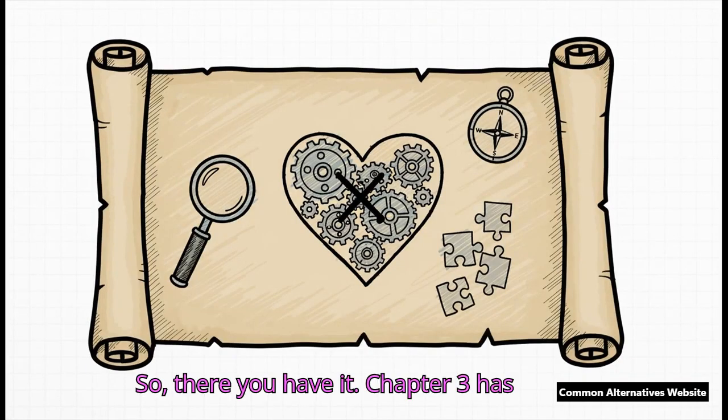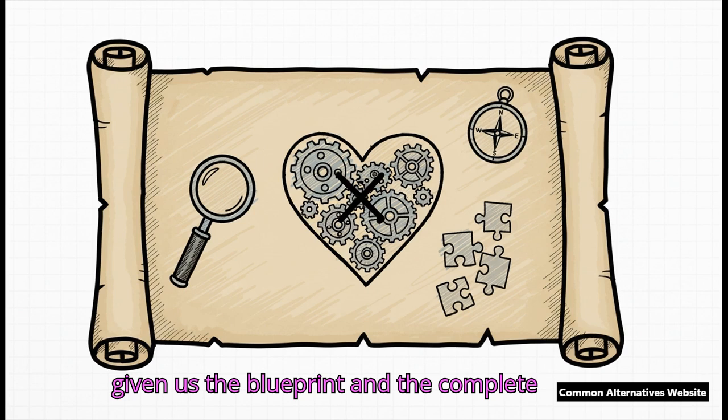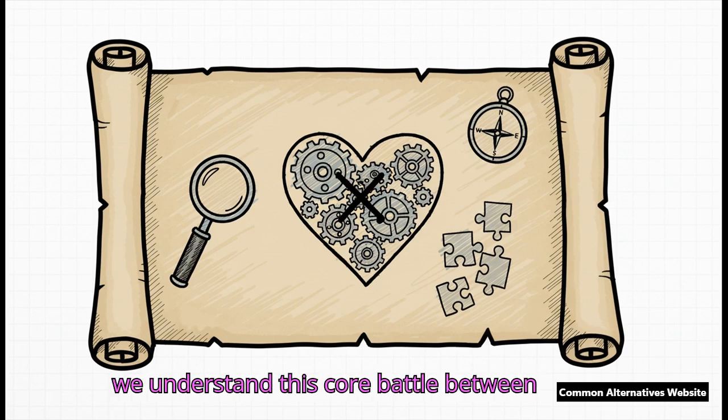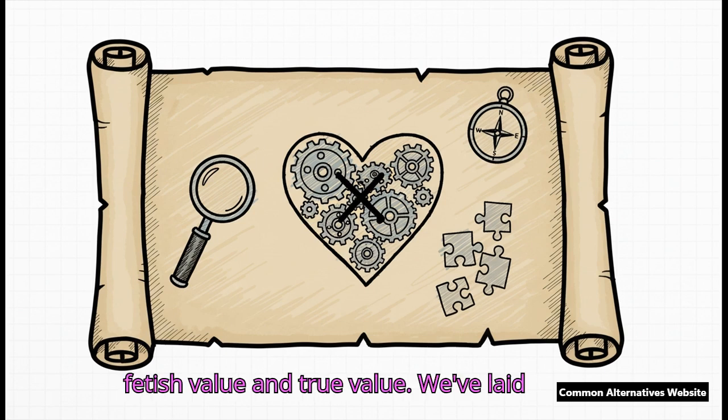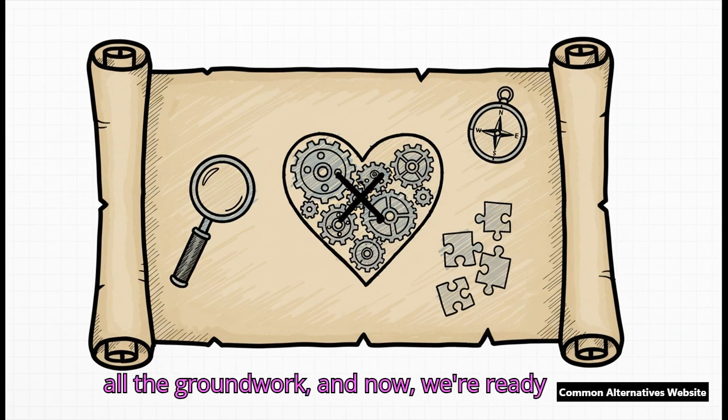So, there you have it. Chapter 3 has given us the blueprint and the complete toolkit. We have our 4 measures, and we understand this core battle between fetish value and true value. We've laid all the groundwork, and now we're ready to use it.